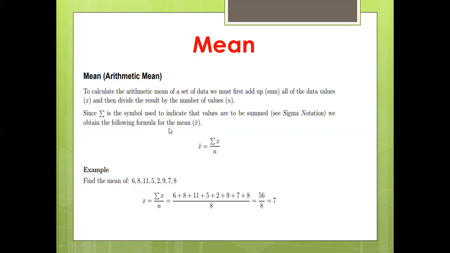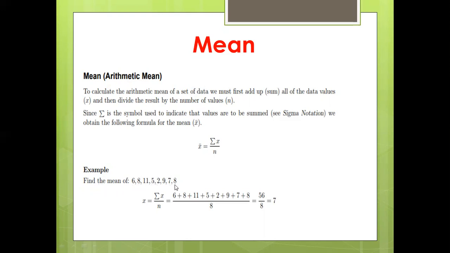We obtain the following formula for the mean x bar. Mean is denoted by small x bar and the formula for mean is summation x upon n. ये formula ungrouped data के लिए, जो data as it is मिलता है, right? So the formula is x bar is equal to summation x upon n. x is data and n is the total number of values.